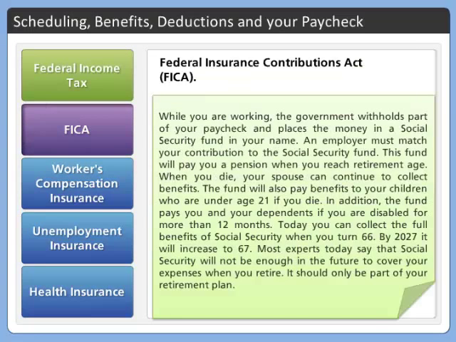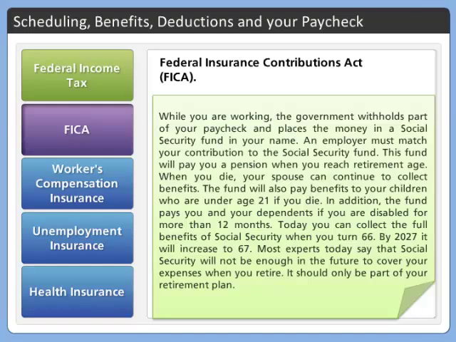Federal Insurance Contribution Act. While you are working, the government withholds part of your paycheck and places the money in a Social Security fund in your name. An employer must match your contribution to the Social Security fund. This fund will pay you a pension when you reach retirement age. When you die, your spouse can continue to collect benefits. The funds will also pay benefits to your children who are under age 21 if you die. In addition, the funds pay you and your dependent if you are disabled for more than 12 months.